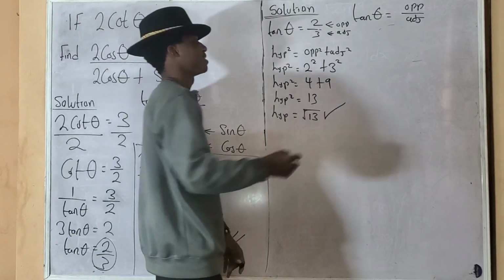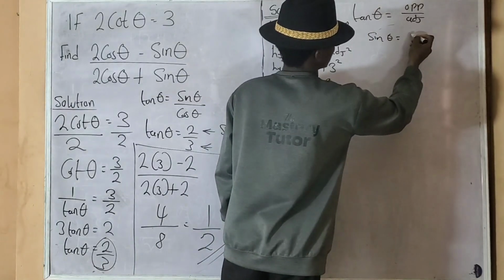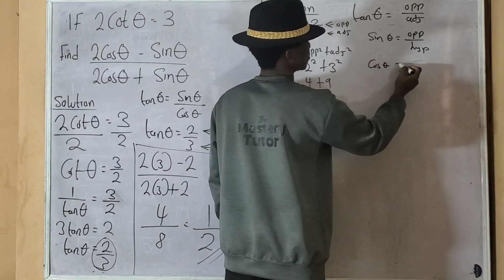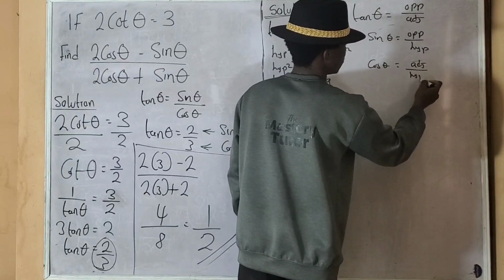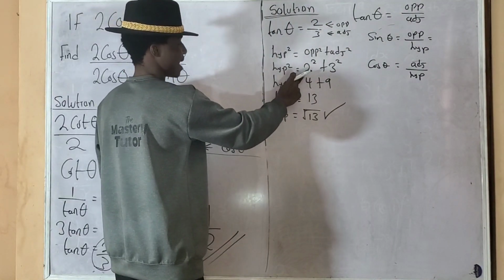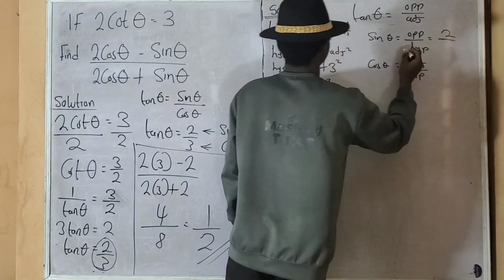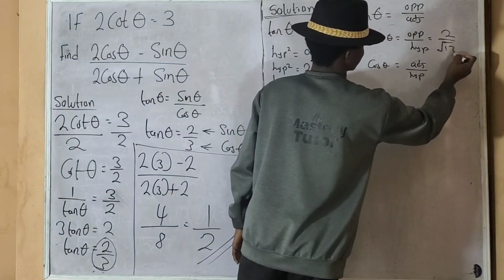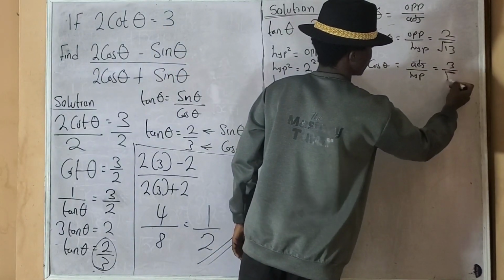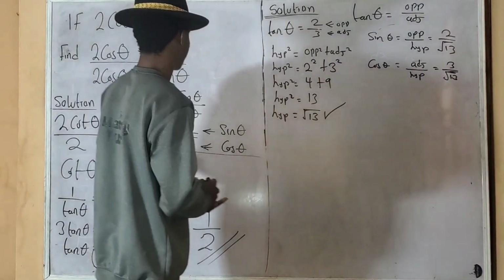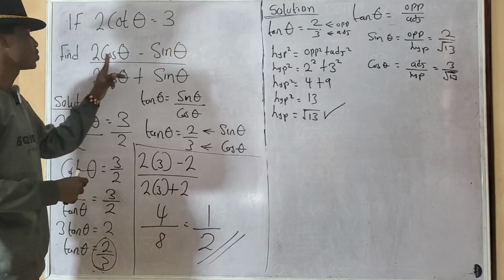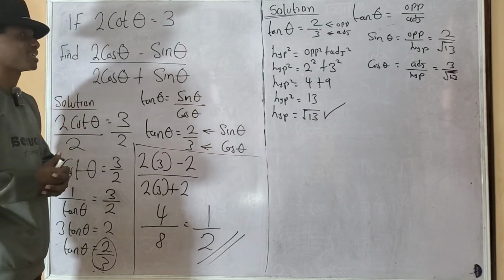Now, sin theta is equal to opposite over hypotenuse, right? And cos theta is equal to adjacent over hypotenuse. We've gotten the value of opposite as 2, so I'm going to have 2 over the square root of 13. And cos theta, which is the adjacent, is 3, so I'm going to have 3 over square root of 13. Now, the next step is that I'm going to replace the value of sin theta and cos theta as 2 over root 13 and 3 over root 13 respectively.